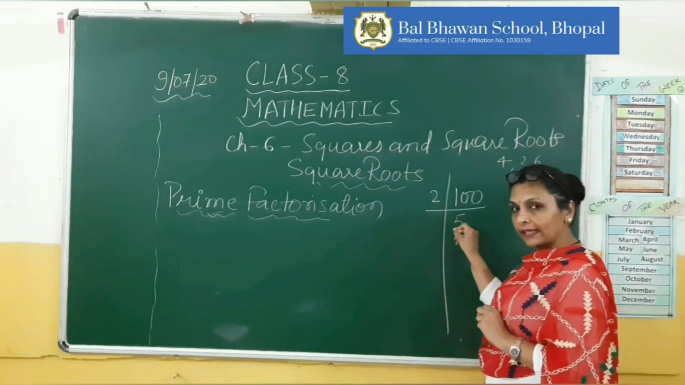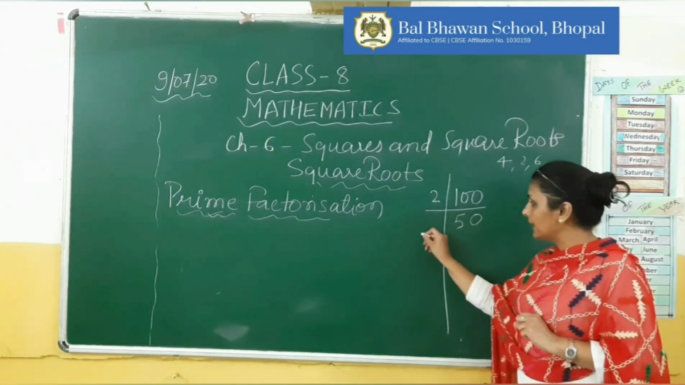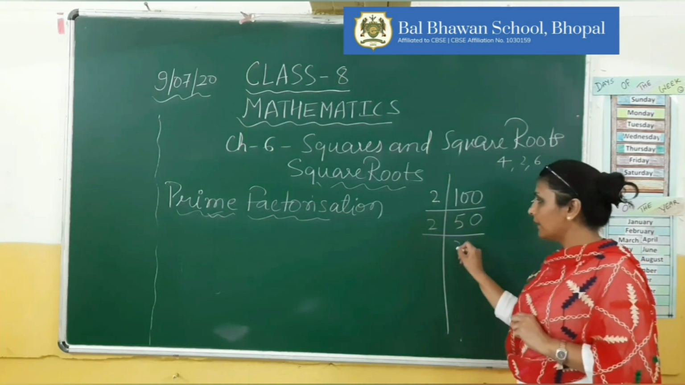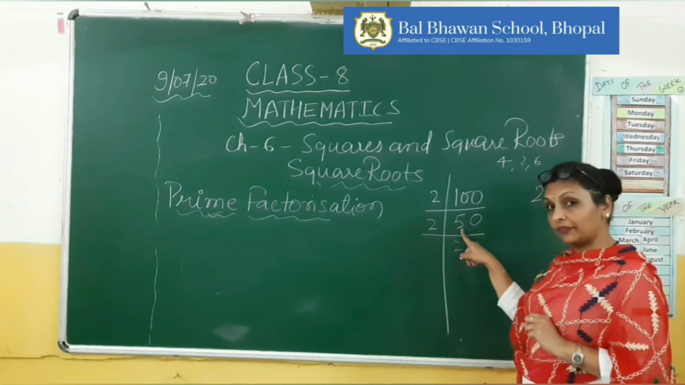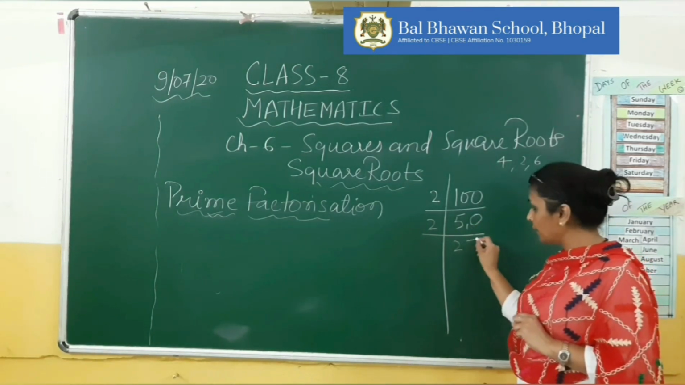So we will take 2. Then 2 5s are 10, 2 zeros are 0. Again this number ends with 0, so we will divide by 2. 2 2s are 4. What is left here? 2 2s are 4, 1. So this number has become 10. So 2 5s are 10.